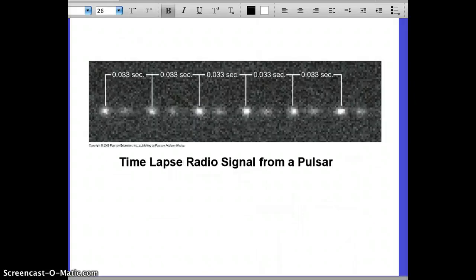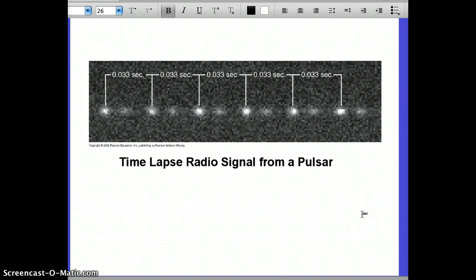Now, how do we know these things exist? Well, the major piece of evidence for neutron stars is something called pulsars. And what you're looking at in this picture is an actual radio image. So this is taken with a radio telescope, not a normal visible one. And it's a time-lapse sequence. So this is like the frame by frame of a video. And these bright spots are separated by 0.033 seconds.